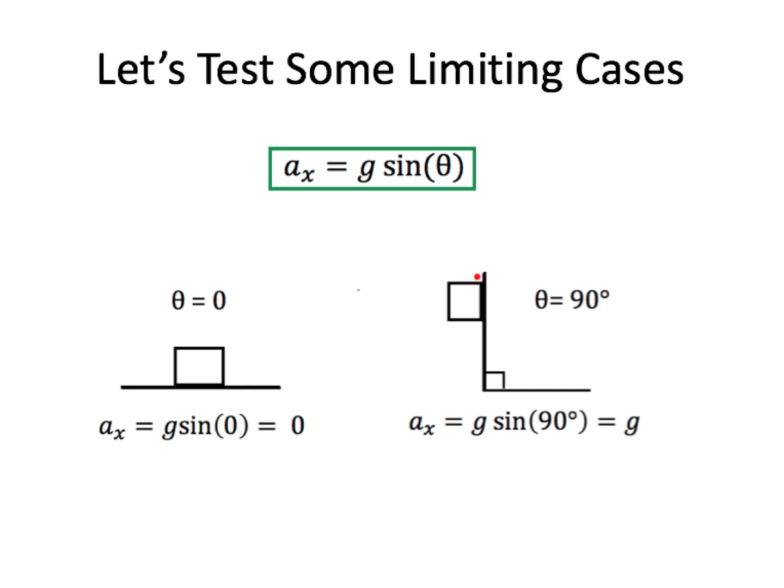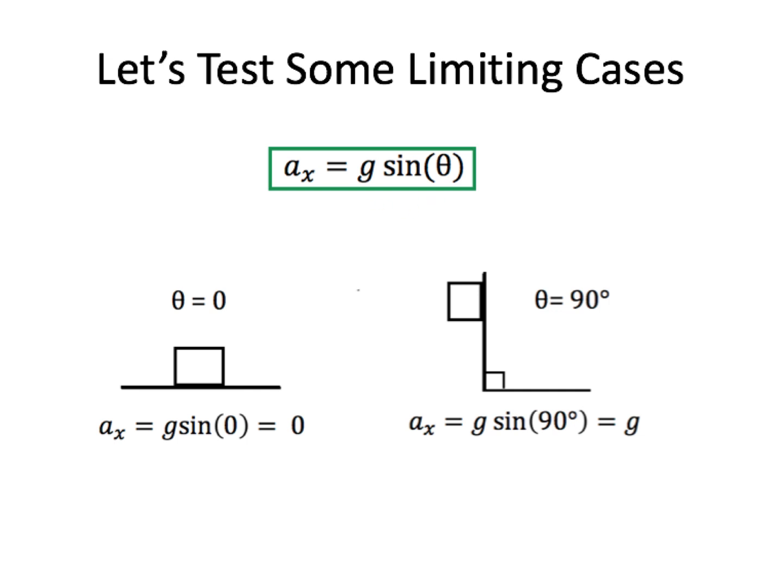Now again, this guy's sliding down here, but there's no friction. If it's falling down vertically, what would its acceleration be? It would be little g. And so we can see that the acceleration at 90 degrees and the acceleration at 0 degrees give the right answer when we plug them into our formula.